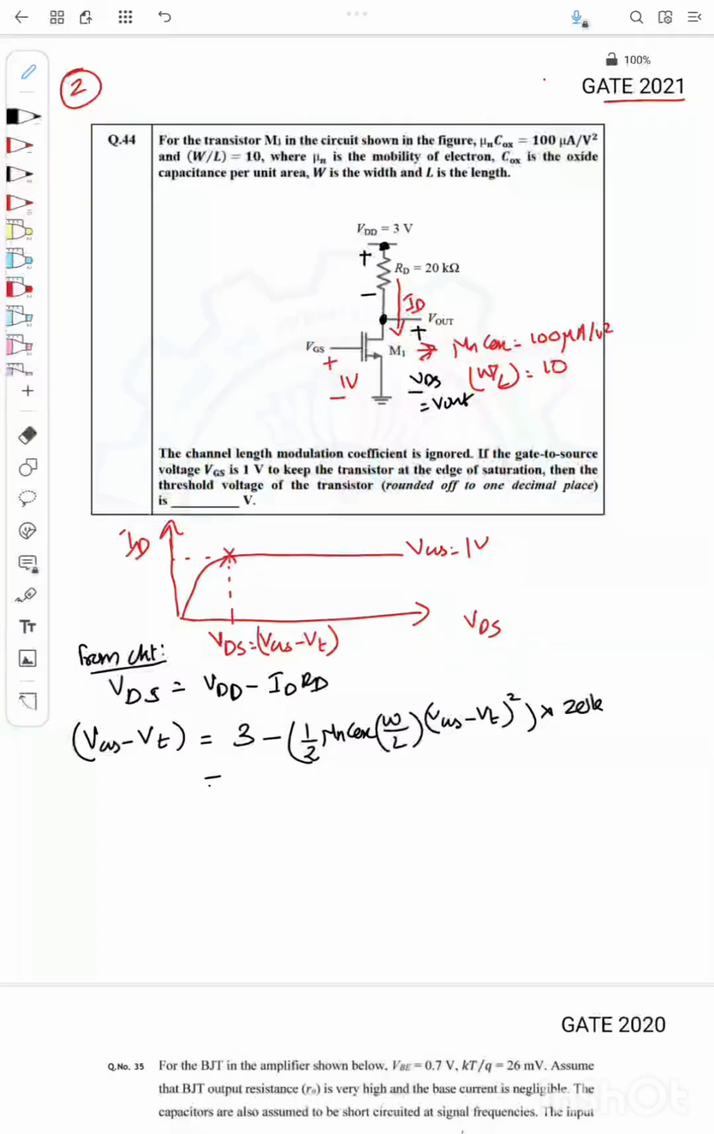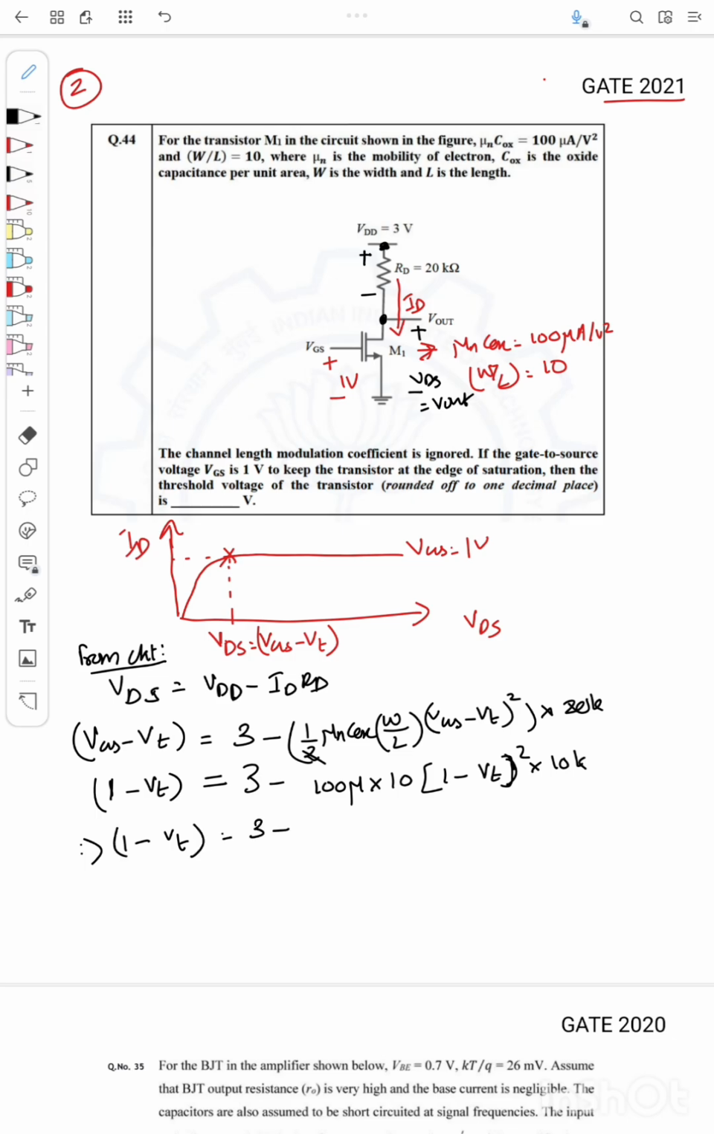So if I substitute here, VGS is given, 1 volt, minus VT equal to 3 minus, this 2 cancelled, so it will be 10k. Mu n COX is 100 micro, so 100 micro into W by L is 10, that into (1 minus VT) square, into 10k. So I can write 1 minus VT, square, equal to 3 minus, so 100 micro into 10, that is 1000 micro into 10k, so this will be approximately equal to 10.